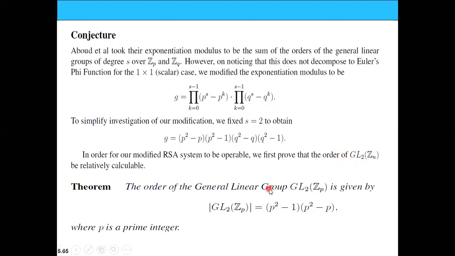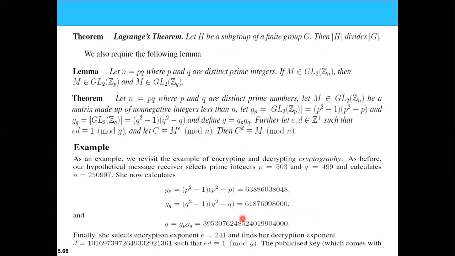So the order of the general linear group of order 2 over Z_p is like this. Order here means how many 2 by 2 matrices you can construct whose elements are from Z_p and whose determinant is non-zero. So let us take another simple result.